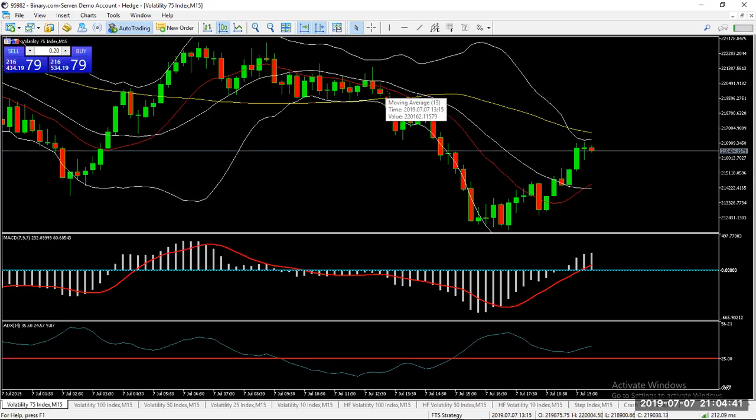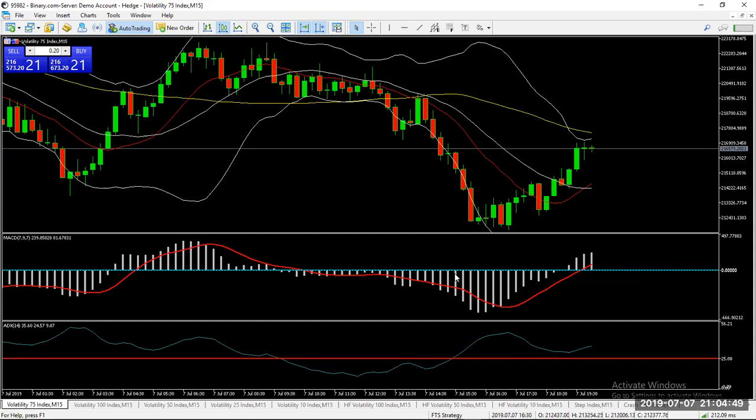And we don't just take our trades like that, okay? We take our trades in correlation to the MACD. This is the MACD here. We take our trade in correlation to the MACD and the ADX. Do you understand? So this is it.